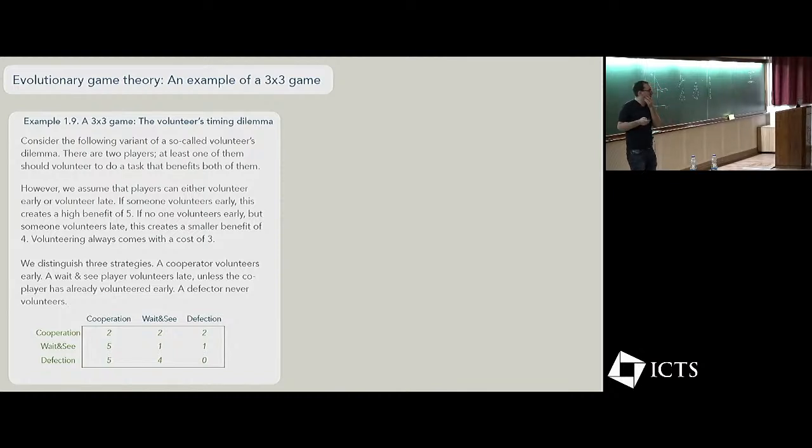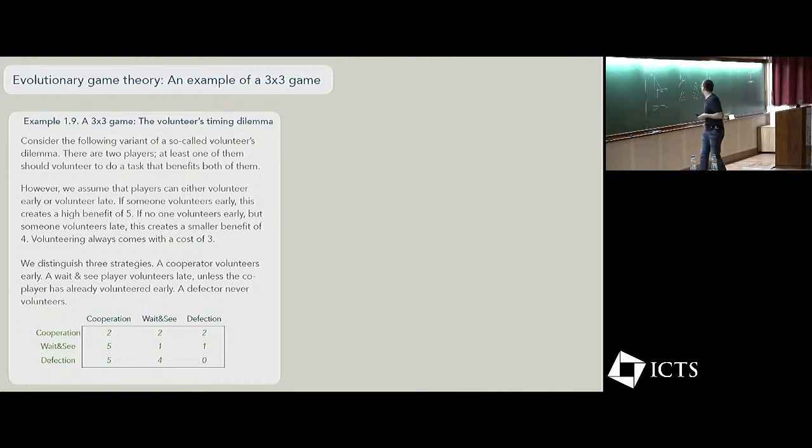Now it requires some advanced skills to stare at this payoff matrix and tell me how replicator dynamics for this game would look. So does anyone have an idea how replicator dynamics would look? Or can anyone even tell me how we would start analyzing this game? Yeah, so let's do it together.